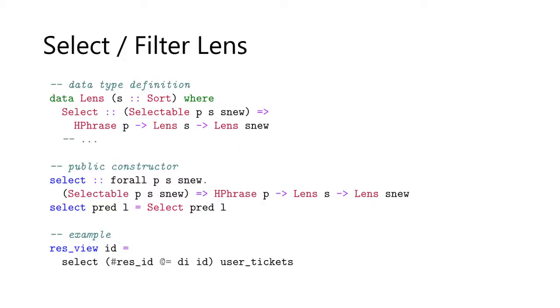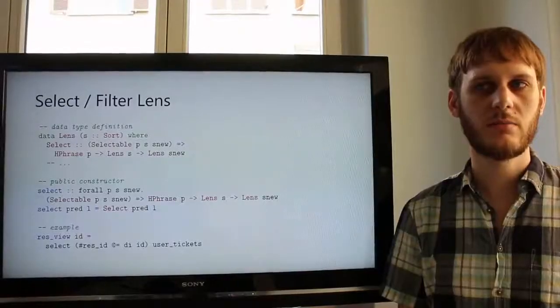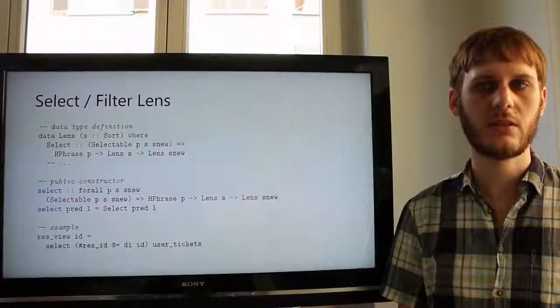We now look at the select lens. The select lens takes a predicate as well as a further lens and returns a new lens of sort sNew. The sNew sort is constrained by the selectable constraint, which will be shown on the next slide. The example below constructs the lens by giving it the predicate, as well as the underlying lens.